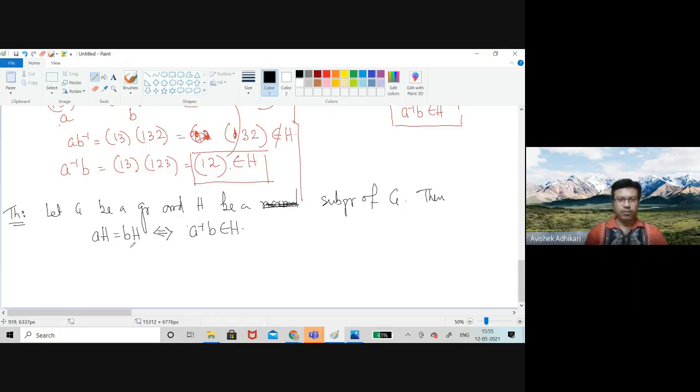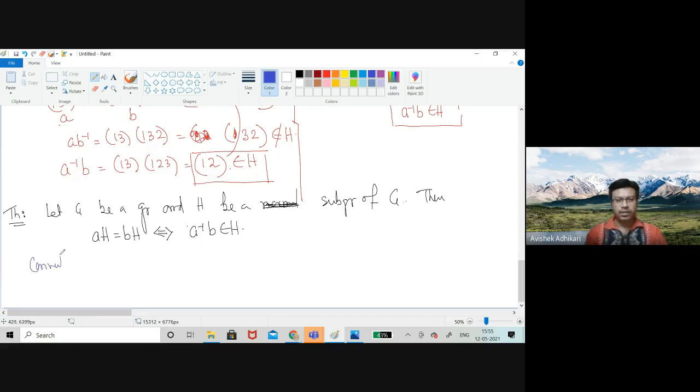So one part I have proved: if they are the same, then A inverse B belongs to H. Now try to prove the other way around, and you can prove this. If A inverse B belongs to H, then you need to prove AH equals BH. The converse. I think you will be able to prove the converse one. Initially we assumed that AH equals BH, and we proved that A inverse B belongs to H. Now what we need to prove?